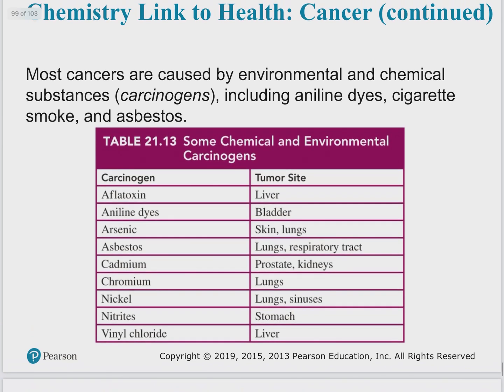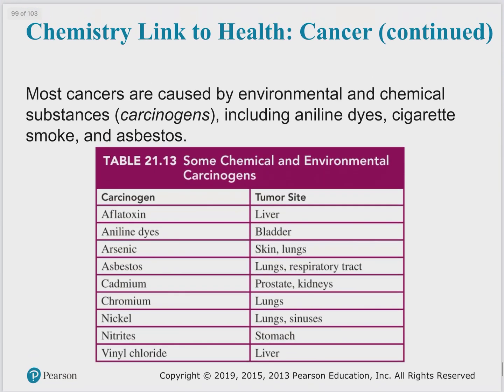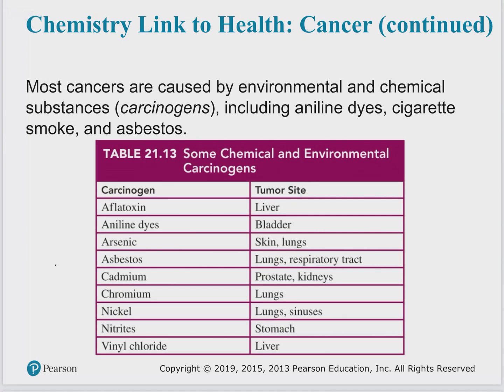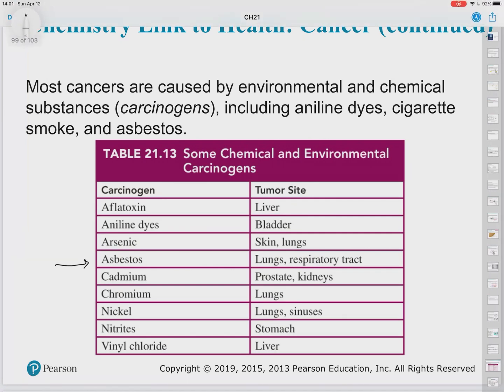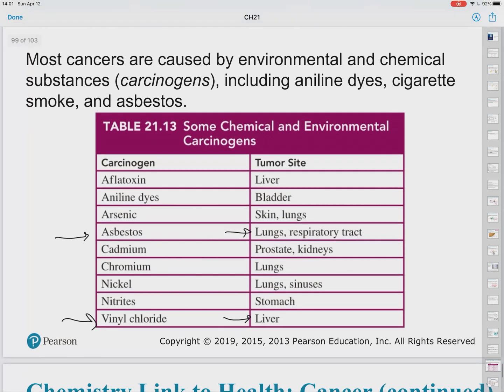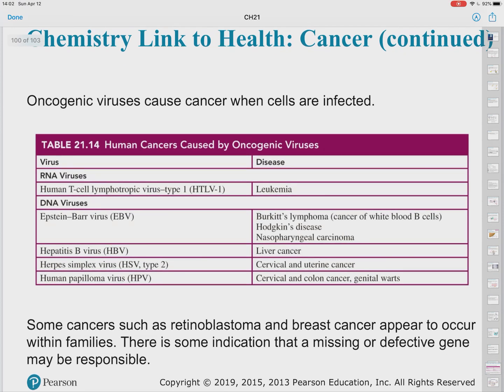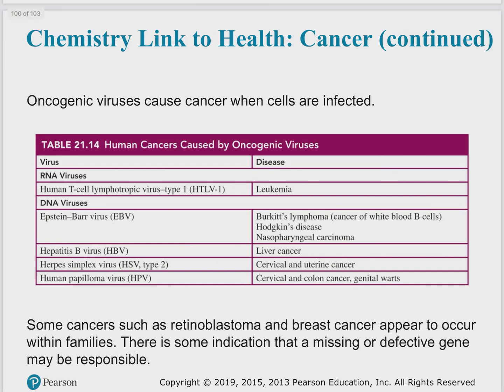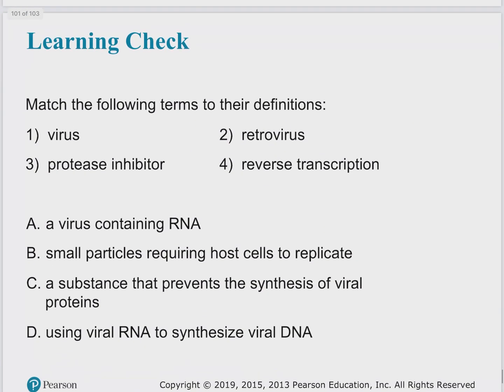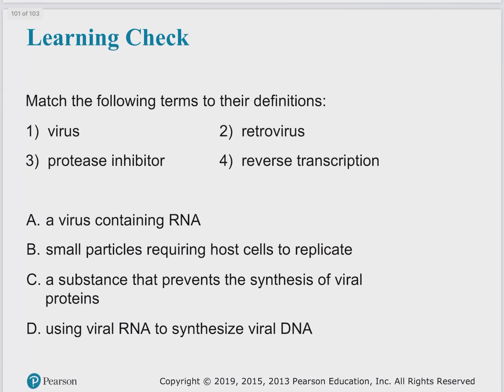So you can see here that we do have a lot of information about what kind of cancers can be caused by some substances. So we know asbestos is bad, and that causes lung cancer. We know that vinyl chloride is bad, and that's bad for our liver. And so here are a couple of those. Oncogenic viruses, so these are some of those viruses that cause disease. The previous slide was showing you some of the chemicals that cause disease. All right. Self-check. Go ahead and see if you can match these up properly.